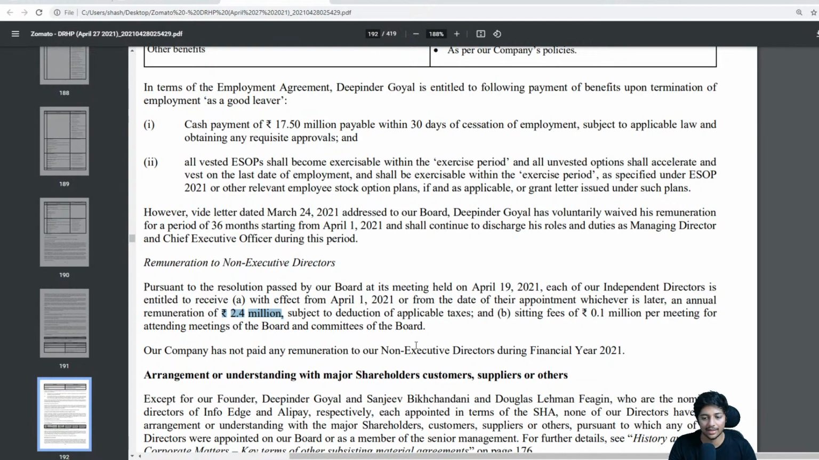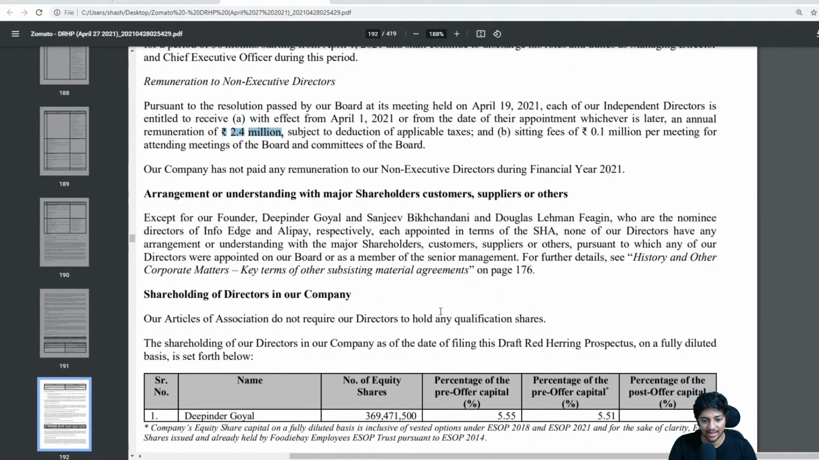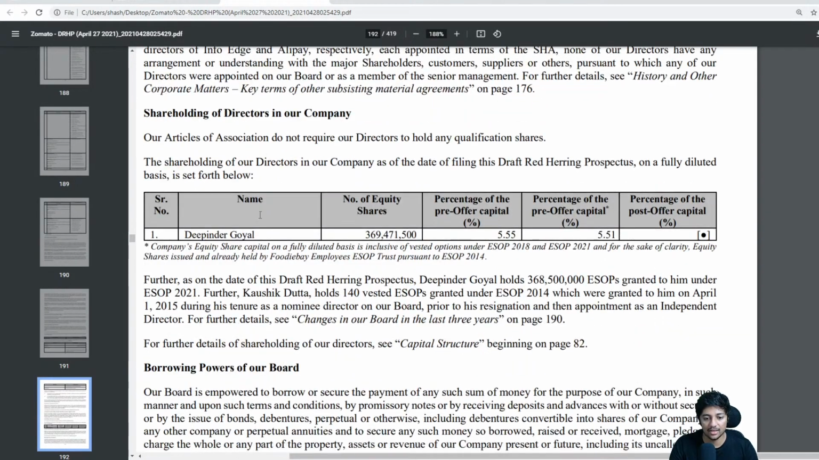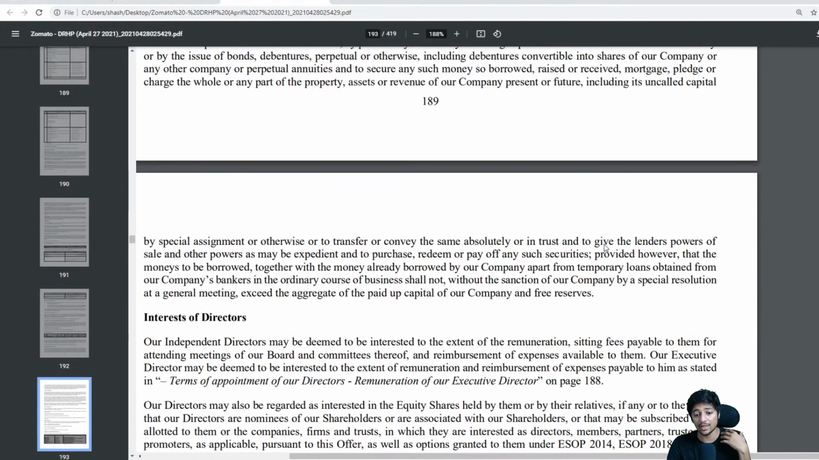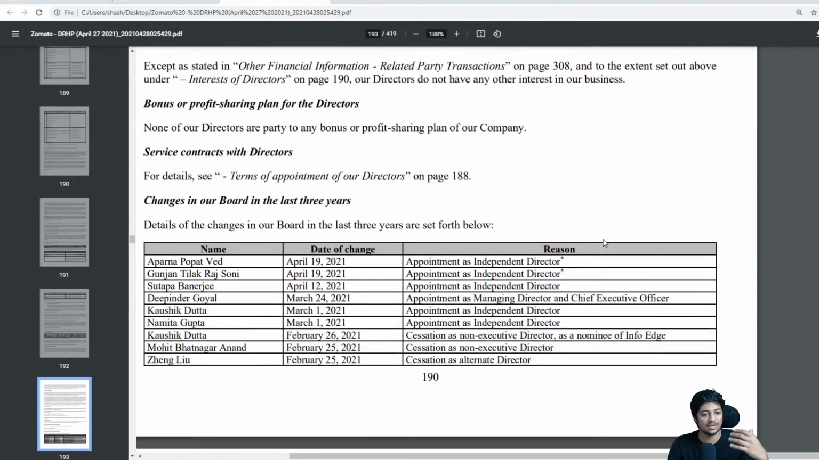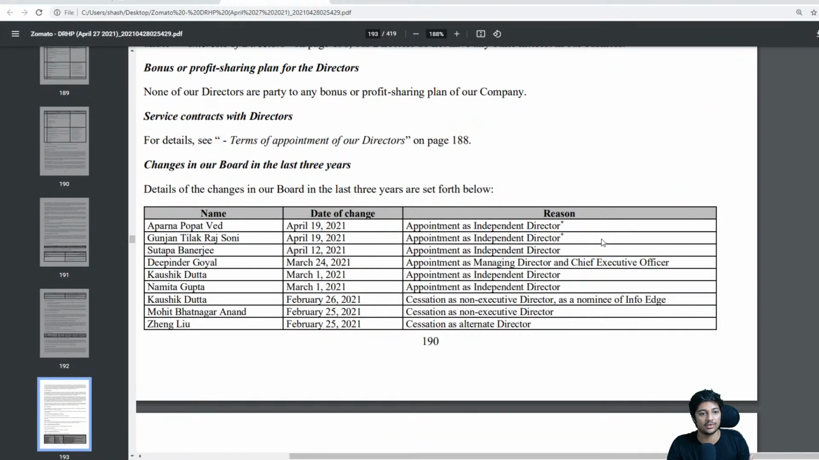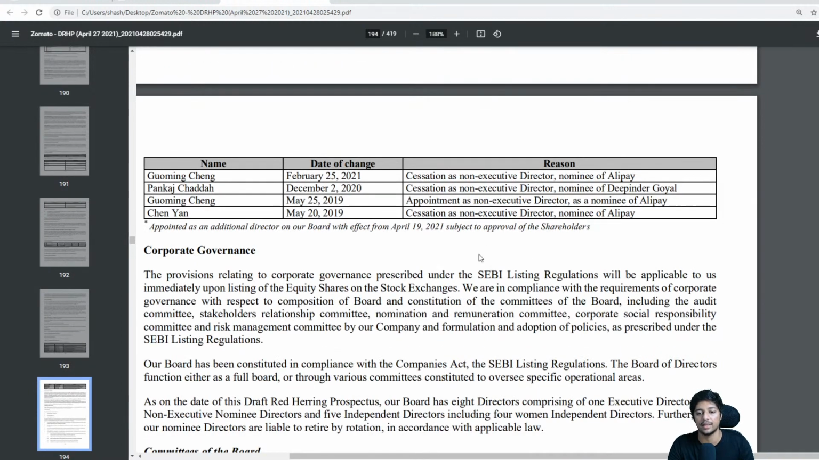I think this is 1 lakh, if I'm not wrong. So that is what they're getting, all the people who are sitting on the board. If you look at the shareholding of Dipinder Goyal, he has 5.5% pre-offer, and after that he will have 5.51% when everything starts. Now, slightly less important, but see who all have been appointed as independent directors. All these independent directors are going to get 24 lakhs a year just for being independent directors.